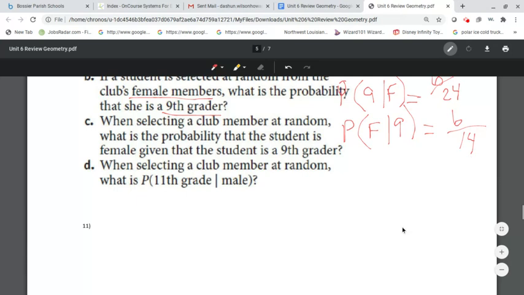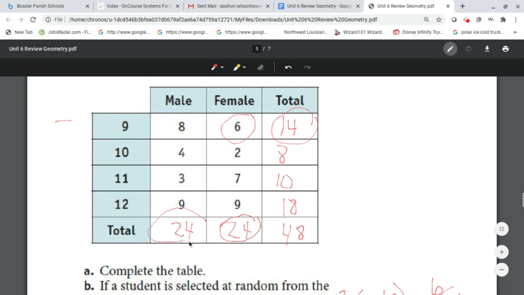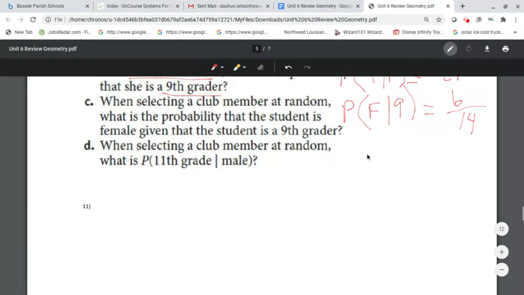And the last one, what is the probability of 11th grade given a male? So we're going to use the male total. And 11th grade will be 3. So that will be 3 out of 24. And y'all can reduce the fractions.